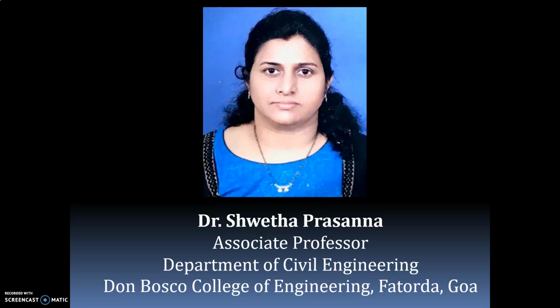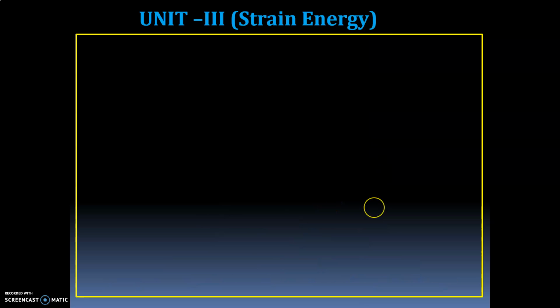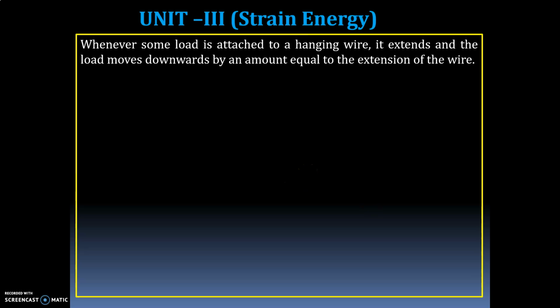Hello, my dear students. Today's class I will be discussing strain energy, how the strain energy is stored in the body, and what the different types of loading are. First, we all know that whenever some load is attached to a hanging wire, it extends and the load moves downwards by an amount equal to the extension of the wire. This you studied in the first unit itself.